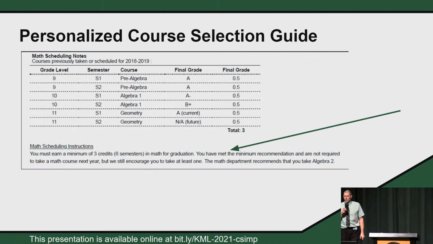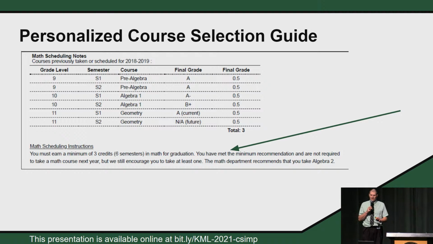Here's an example of one where there's lots of variety. So there's math scheduling notes, and here it gives information down there about how many credits are required, etc. And the last line of that gives a recommendation from the math department about specifically which course the student's encouraged to take the next year. Again, if you run into any of those that you have a question about, feel free to reach out to us and we'll be happy to answer some questions there.